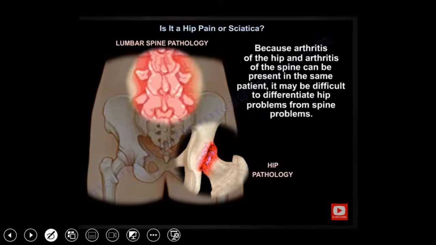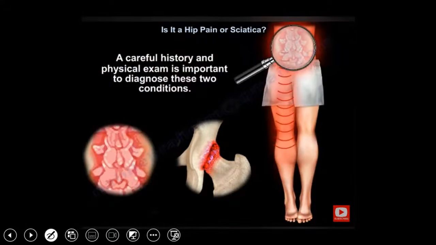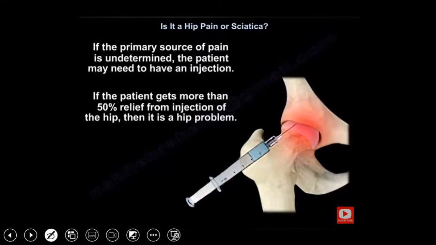Because arthritis of the hip and arthritis of the spine can present in the same patient, sometimes you don't know which one is more important. You've got to have a careful history and exam. Sometimes you have to inject the hip and see if you get 50% improvement. Then you are probably dealing with a hip problem, but you need to delay the surgery on the hip for at least 3 months because injection increases the incidence of infection.